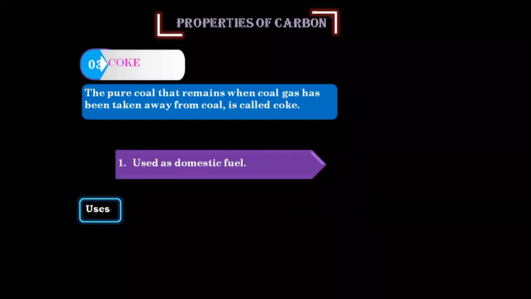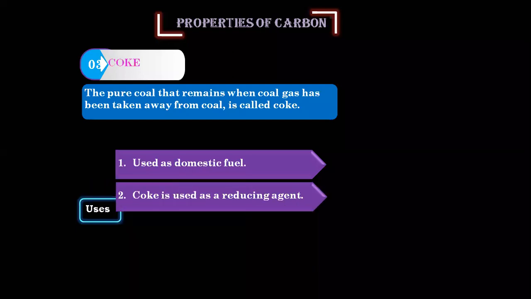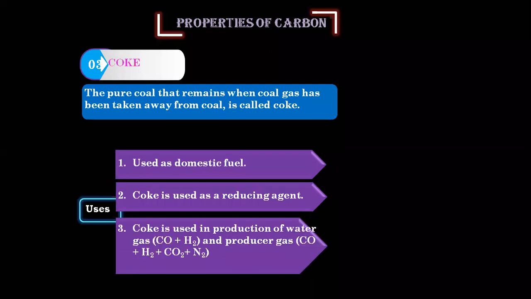it is also used as domestic fuel, as you can see here. When you're burning it, the gas is taken away. Coke is also used as a reducing agent. It is also used in the production of water gas and producer gas. These are just common names given to the gases. Water gas is CO plus H2 and producer gas is CO plus H2 plus CO2 plus N2.